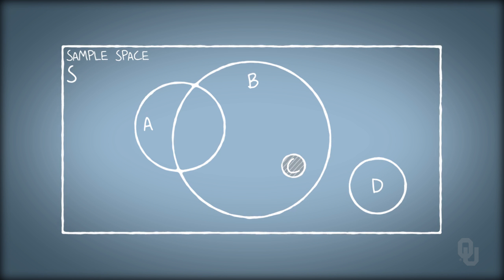Event C occurs only in conjunction with event B, and C lies entirely within B. Finally, event D does not have any overlap with any of the other events, suggesting that event D cannot occur simultaneously with A, B, or C. Event D is said to be mutually exclusive of A, B, and C.